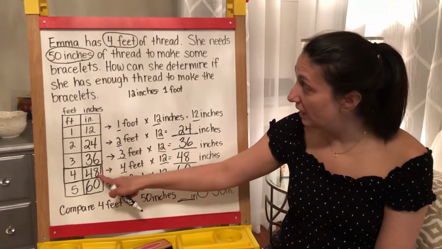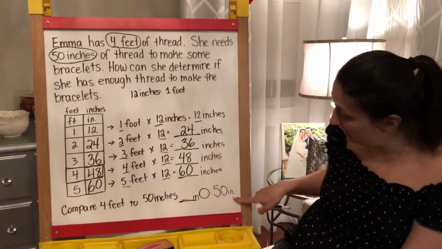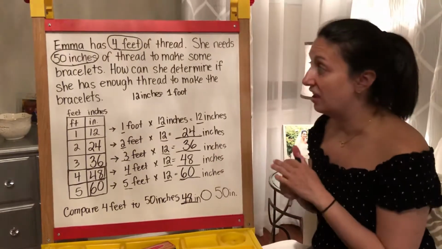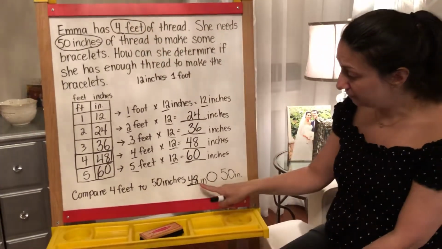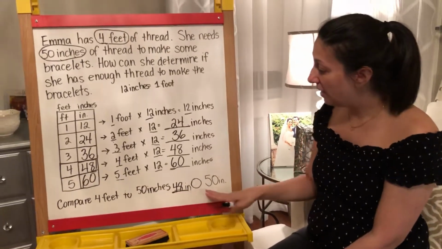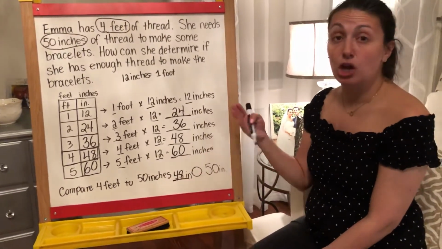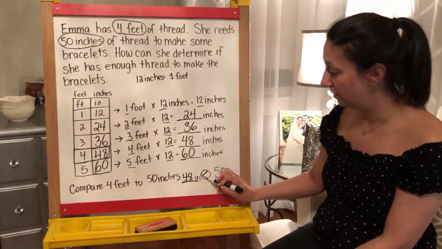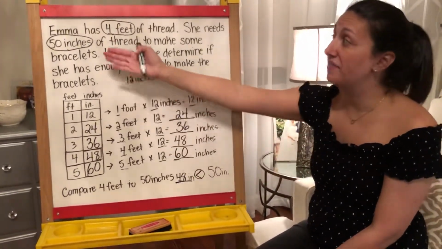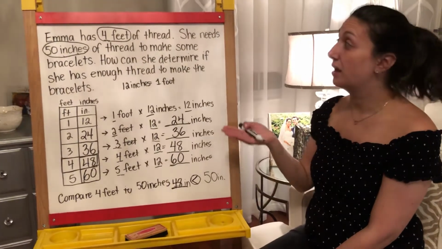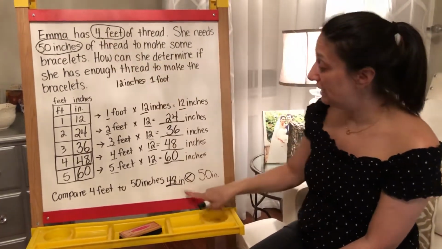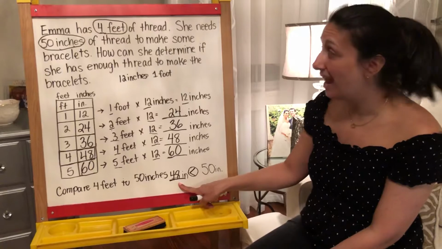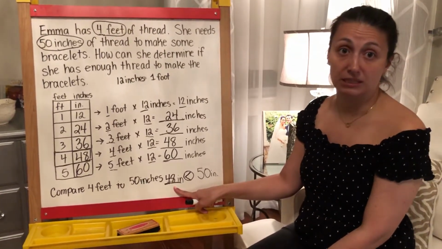So we're going to compare 48 inches to our 50. I already have 50 inches here. So I'm going to write 48 inches, and that's representing the 4 feet. Let's compare 48 and 50. 48 inches is greater than, less than, or equal to 50 inches? 48 is less than 50 inches. So, does she have enough thread to make her bracelets? If she needs 50 inches, 4 feet is only 48 inches. So Emma does not have enough thread to make the bracelets that she wants to make.